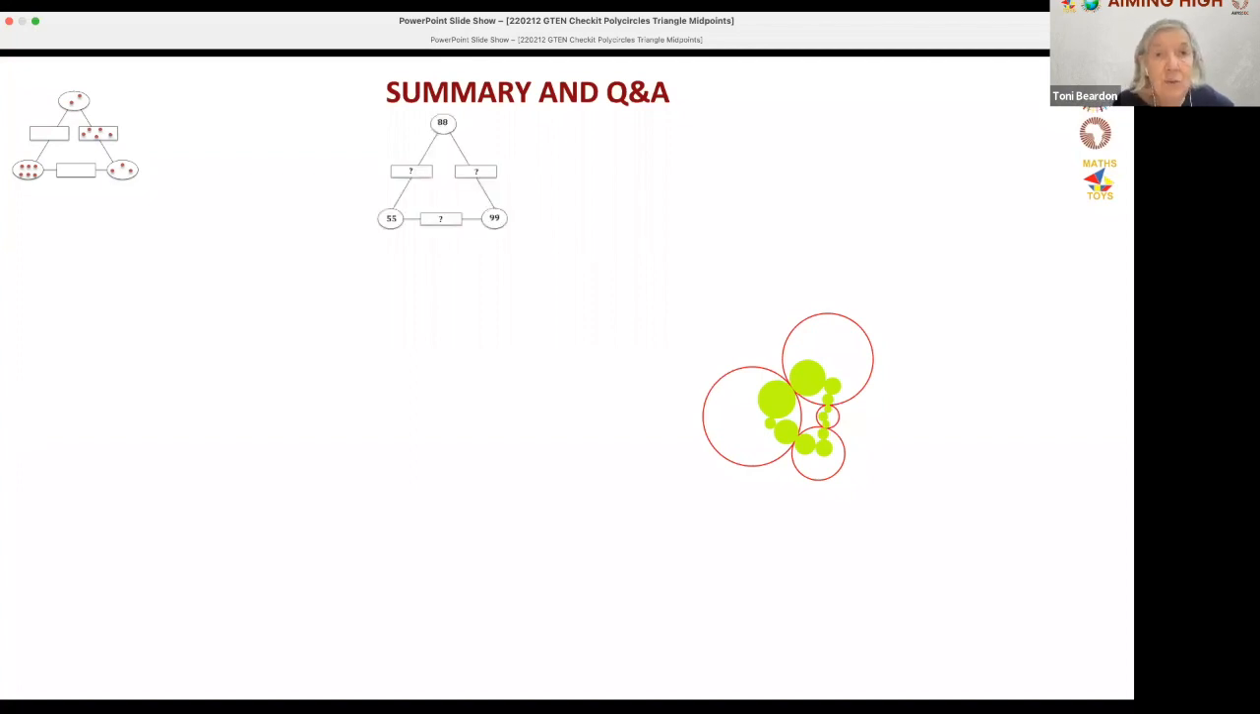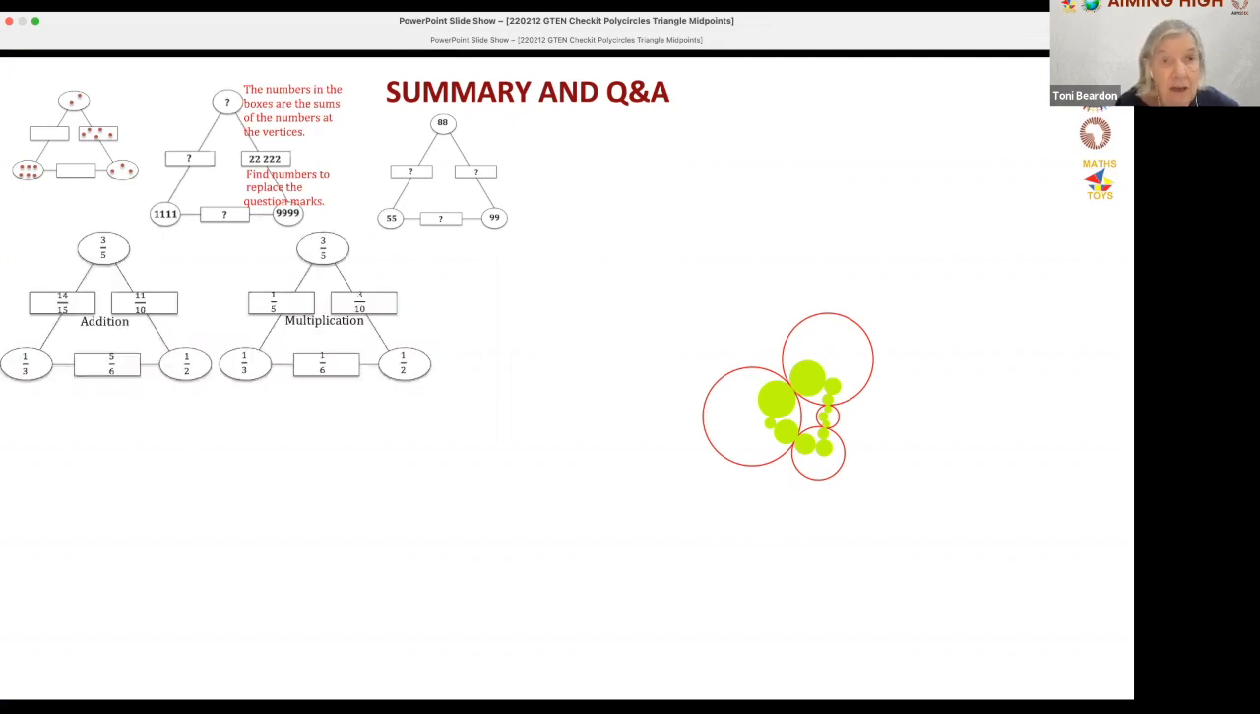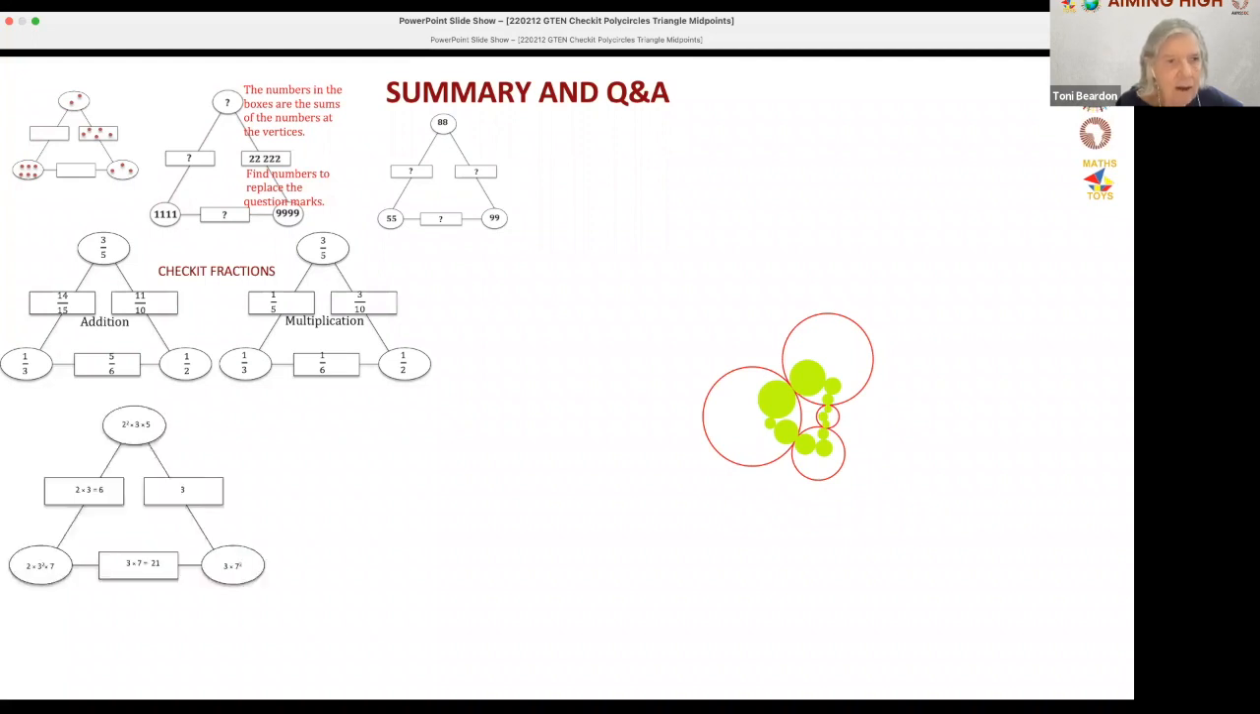So what we did was we did some Checkit games and puzzles with 2-digit numbers, and here with 4-digit numbers. And again, we saw we don't have to have whole numbers. We could do it with fractions, and we can do it with different operations. We could do addition, and we can do multiplication. Why not? We can be imaginative here with this Checkit, do all sorts of things. Now here, we do it with exponents.